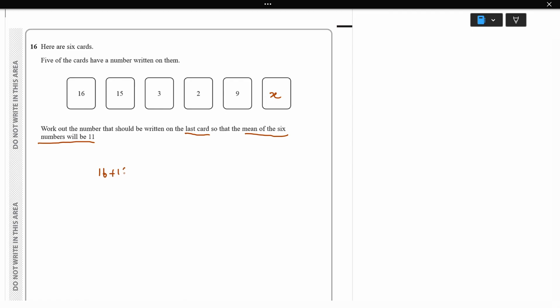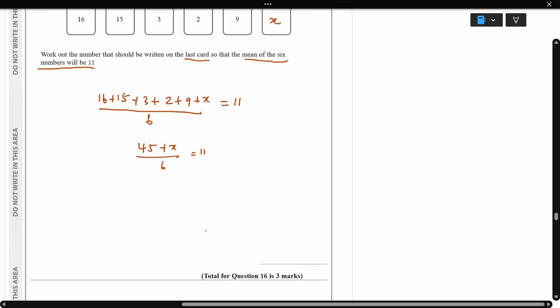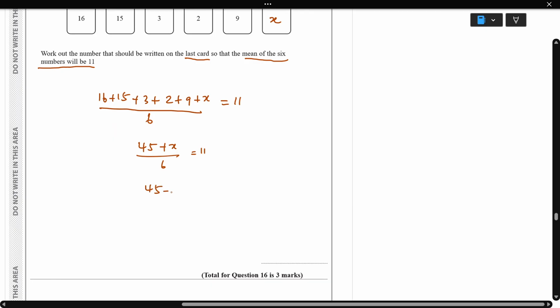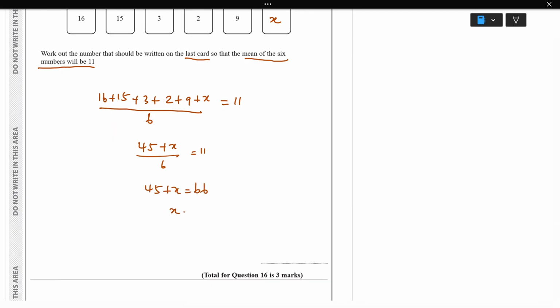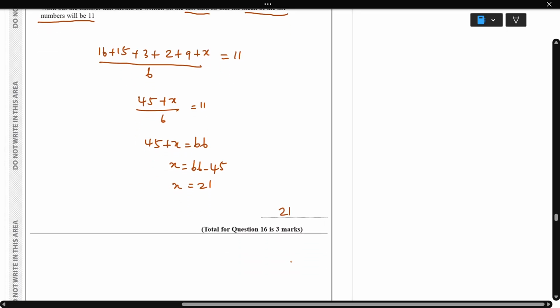So 16 plus 15 plus 3 plus 2 plus 9 plus x over total number, total 6, equal to the mean, 11. So we'll add up 16 to 9. The answer is going to be 45. So 45 plus x over 6 equal to 11. So the next step, 45 plus x equal to 66, x equal to 66 minus 45. I'll bring 45 to the right side, x equal to 21. So the answer is going to be 21 here, the x value.